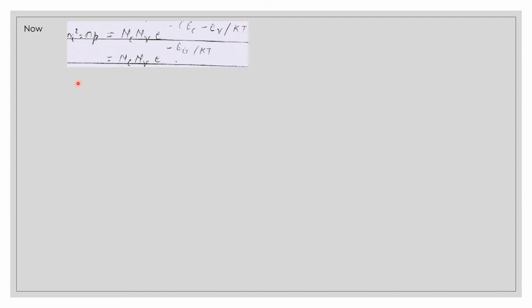Now we will write down the intrinsic concentration ni as ni squared is equal to n into p, concentration of electrons into concentration of holes, is equal to Nc into Nv e raised to minus (Ec minus Ev) upon kT. This Ec minus Ev is the band gap energy Eg. We can take this Nc into Nv on the other side below ni squared, and then you can take the log. So that will be ln of NC NV upon ni squared is equal to Eg upon kT. Then the kT can be taken here.